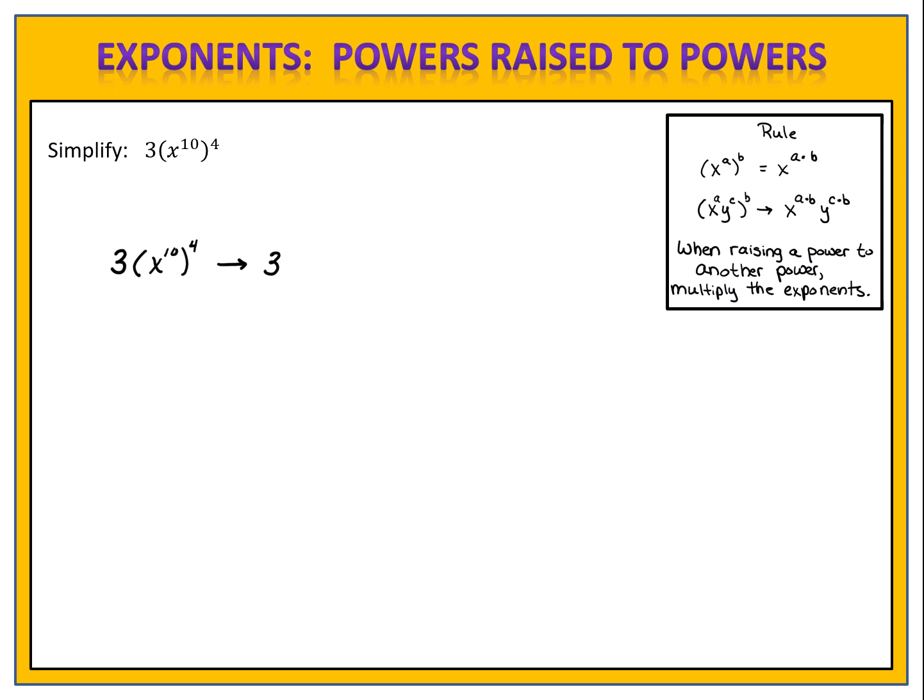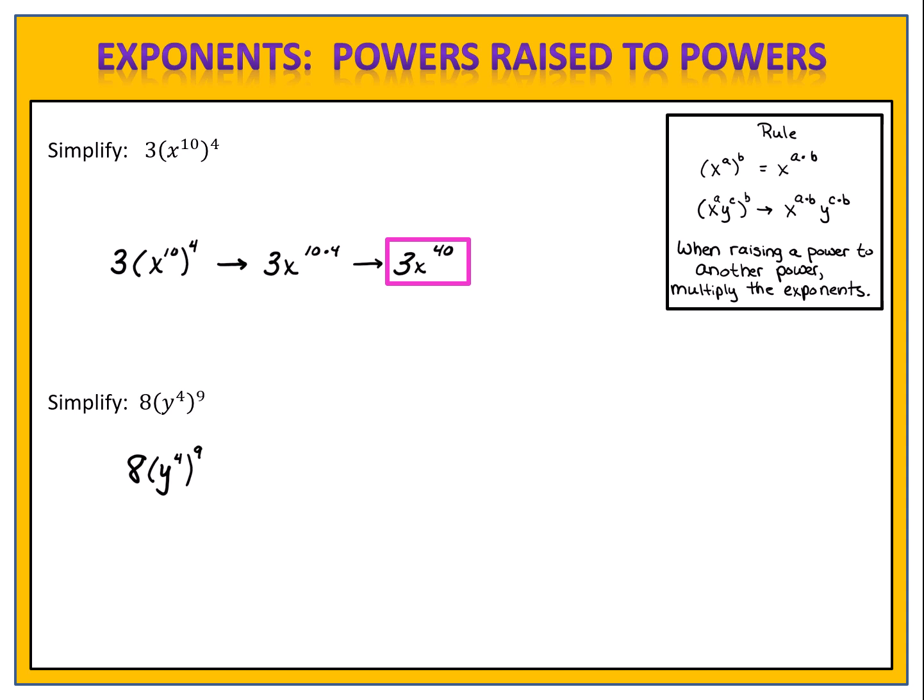When dealing with the x to the 10th, we'll multiply the exponents 10 and 4, so that we have 3x to the 40th power as our final answer. Here's one for you to try. Please pause the video here and come back when you're ready to check your answer. Let's see how you did.